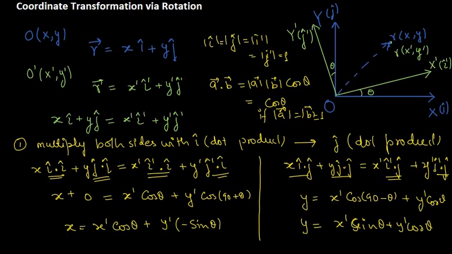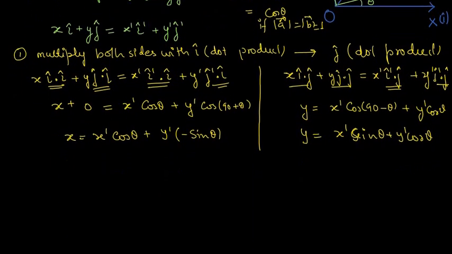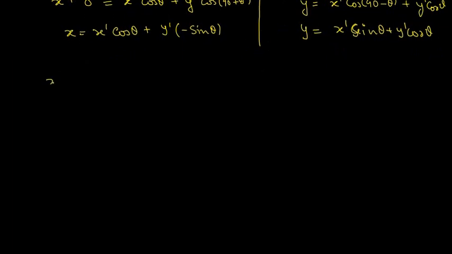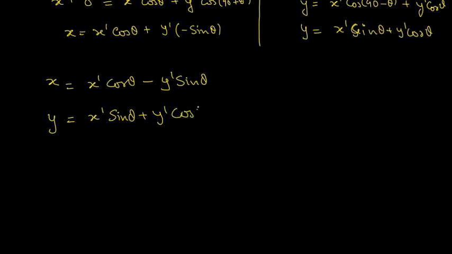So let's write these two equations. Your x is equal to x prime cos theta minus y prime sine theta, and your y is equal to x prime sine theta plus y prime cos theta.